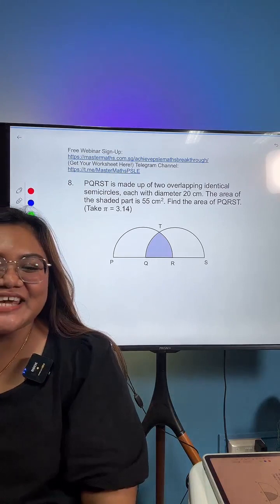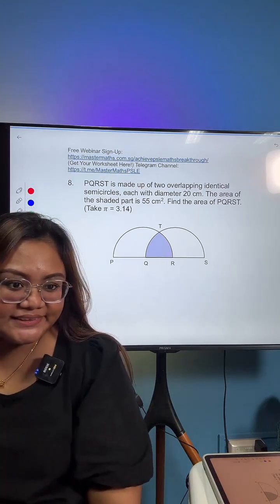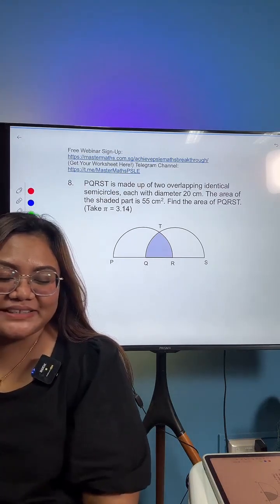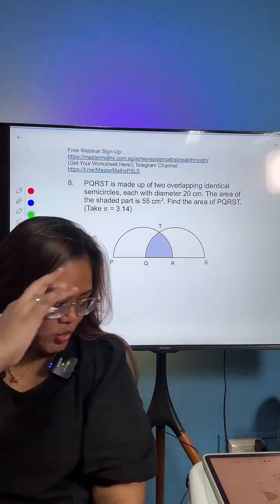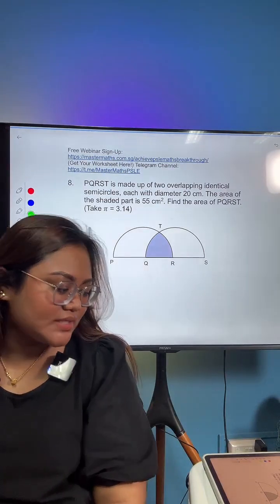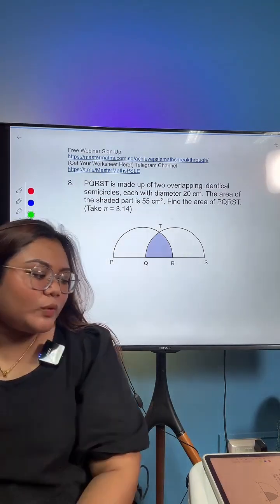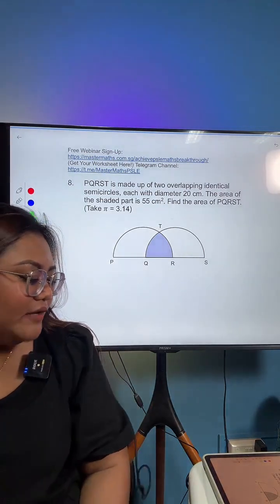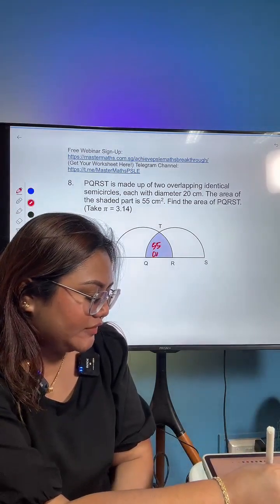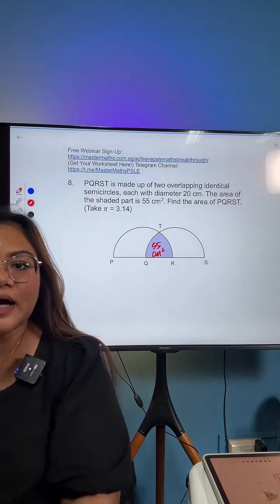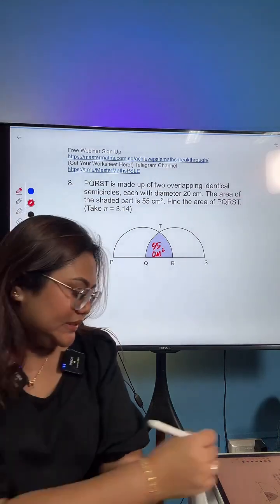Okay, guys. We are looking at a cut and paste question. This is an overlapping question. Two overlapping identical semicircles, each with diameter 20 cm. The area of the shaded part is 55. So we know inside here, 55 cm². How do we find the area of PQRST?